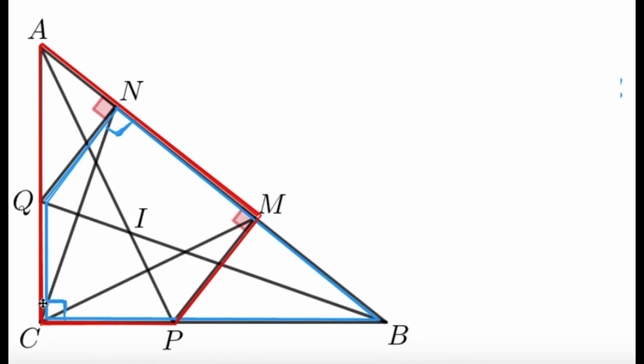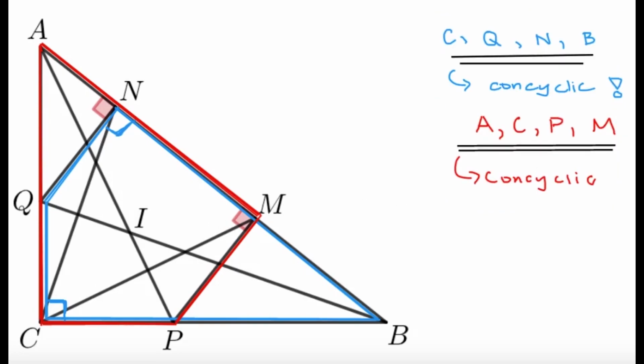On the other hand, we can do the same for quadrilateral AMPC, since angle ACP is the same as angle QCB, which is right as well, and angle AMP is given to be right. So angle AMP and angle ACP are both right, and these two opposite angles add up to 180 degrees. So the red quadrilateral AMPC is also cyclic. We can conclude two statements here: points C, Q, N and B are concyclic, and A, C, P, M are also concyclic.